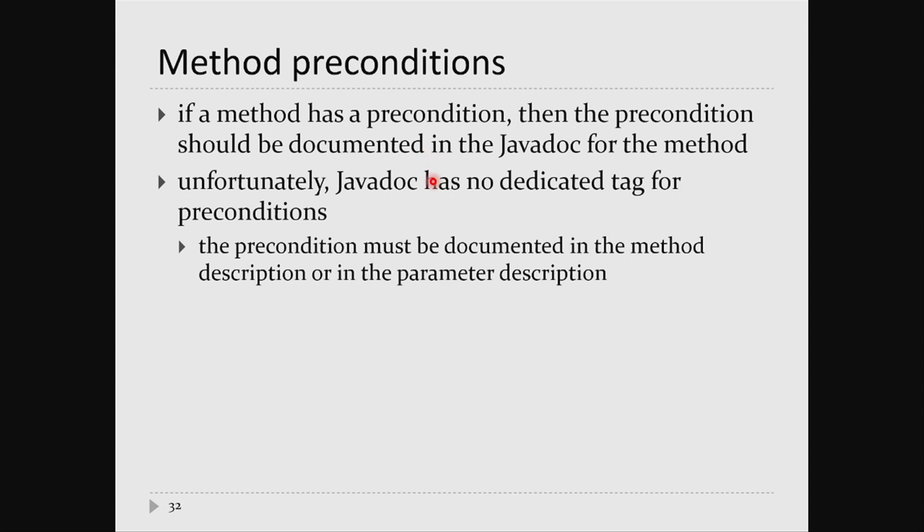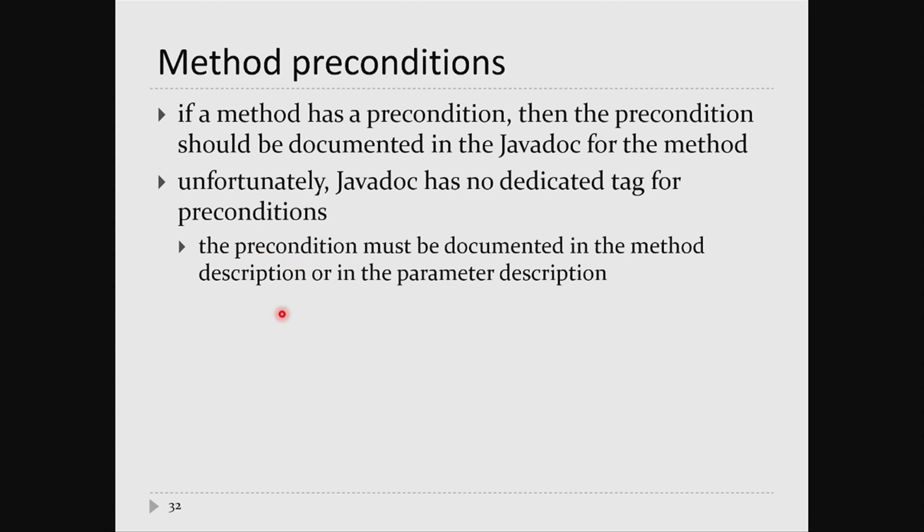Okay, so if a method has a precondition, it would be nice if you documented that precondition using Javadoc. There's a problem. Javadoc doesn't have a tag for preconditions. There's no @pre or @precondition or anything like that in Javadoc. You can define your own tag if you want to, but there's no standard tag for it.